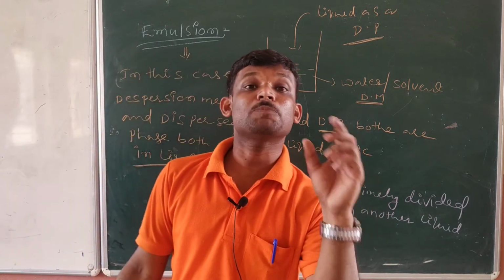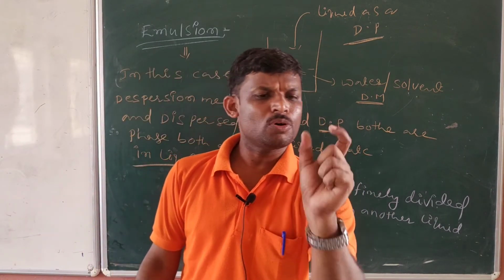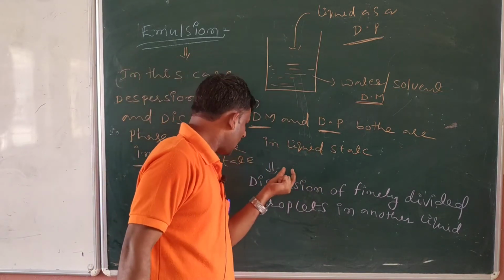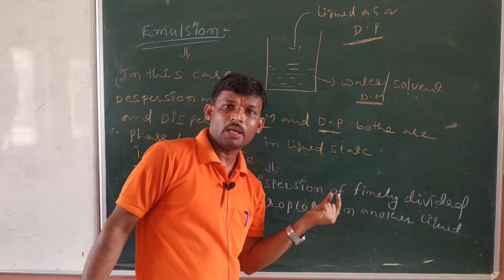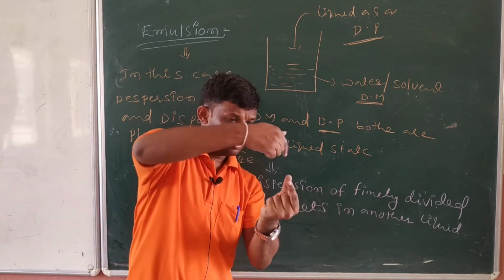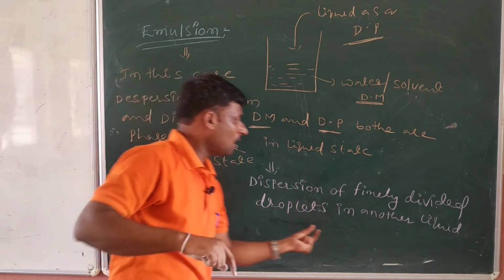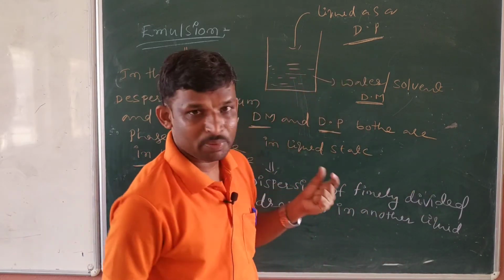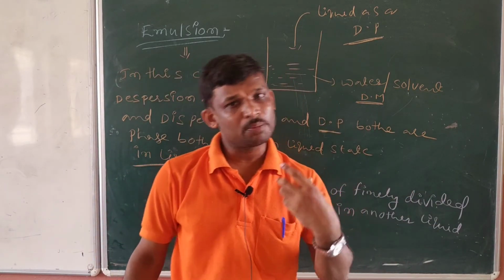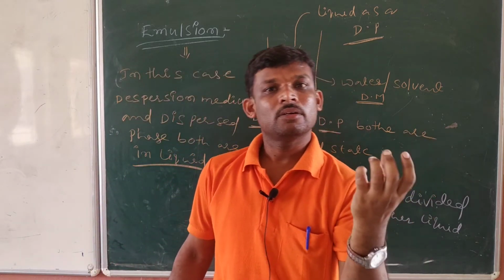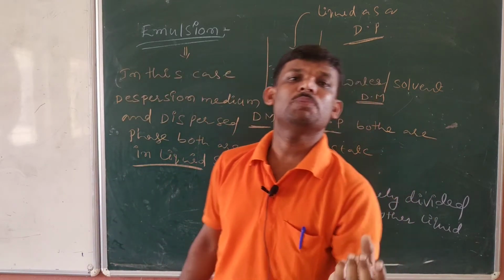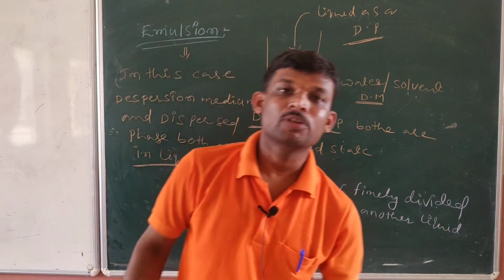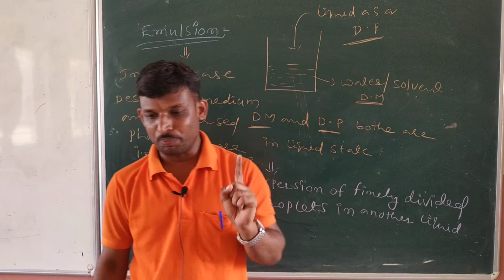Dispersion takes place. Small droplets of a particular liquid we are mixing with another liquid. In such a case, what happens, sir? Emulsion is forming. Generally, this emulsion is formed by partially miscible liquids or immiscible liquids also. This is a very, very important point. Keep it in your mind.